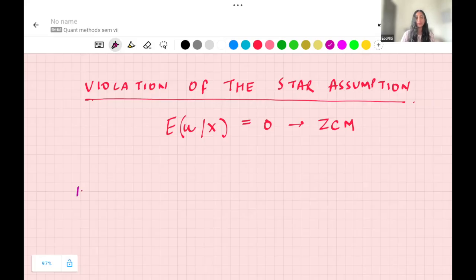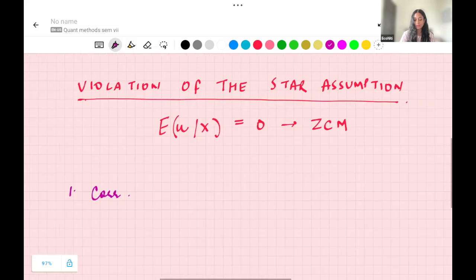Now let us build this topic under various points. The first point that I want to discuss is the difference between correlation and causation.